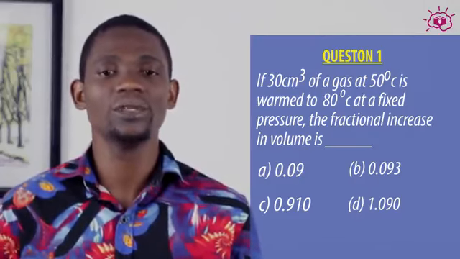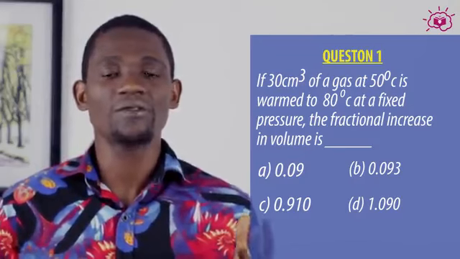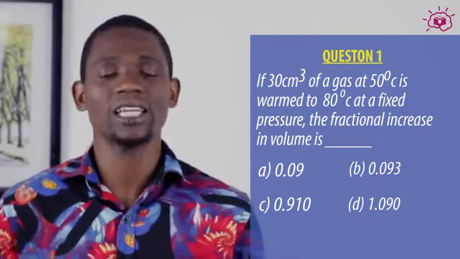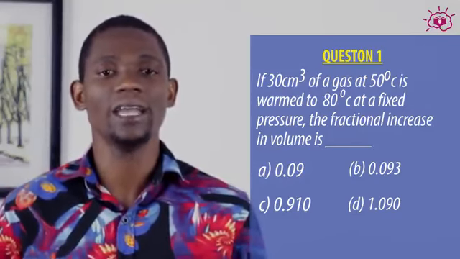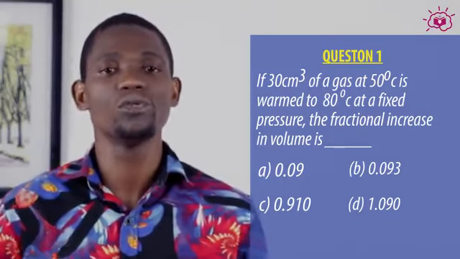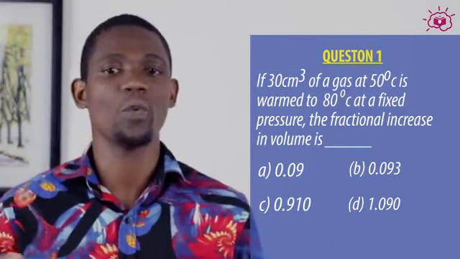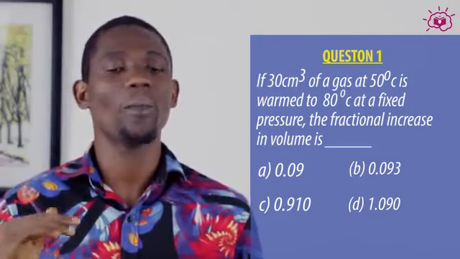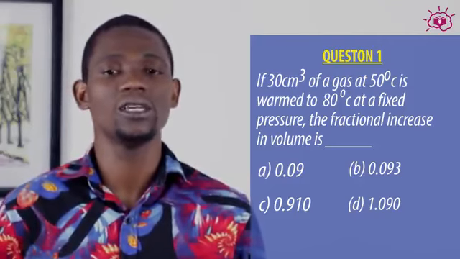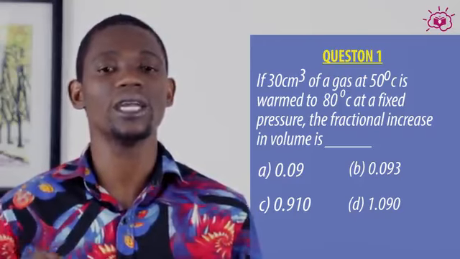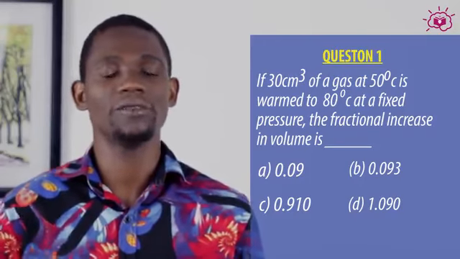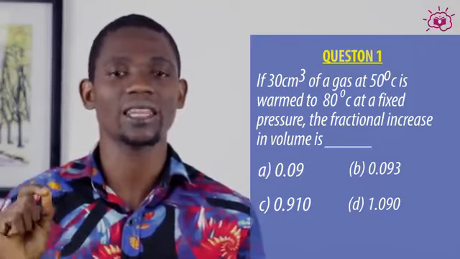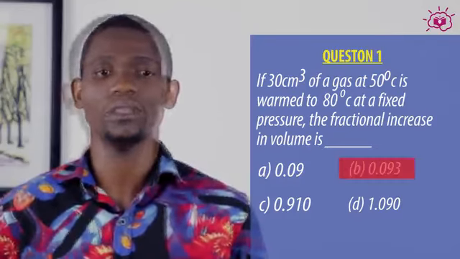Fractional increase in volume is simply a fraction of what volume was acquired by the increase in temperature. It is given by V2 minus V1 over V1. By carrying out the subtraction, our 32.78 minus V1, which is 30, will give us 2.78 over 30. Dividing, our fractional increase will be 0.093, and that is option B.